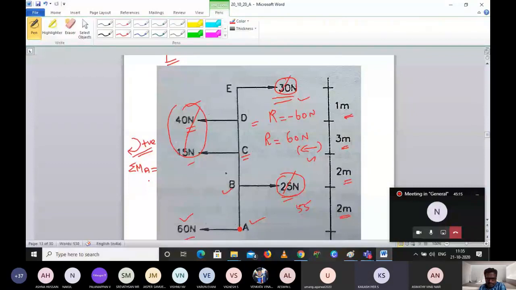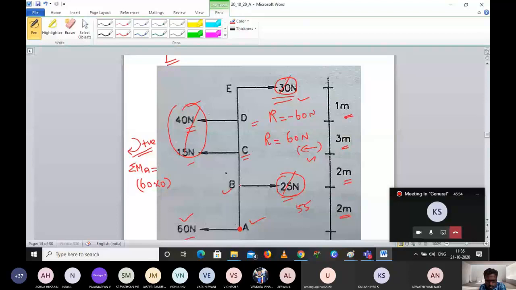Sir, should I? Yeah, please. Anyone, start it. First one, 60 into? 60 into 0. Very good. Please, others, note it down. 60 into 0, because it is acting on that point. After that, I am taking the point B.